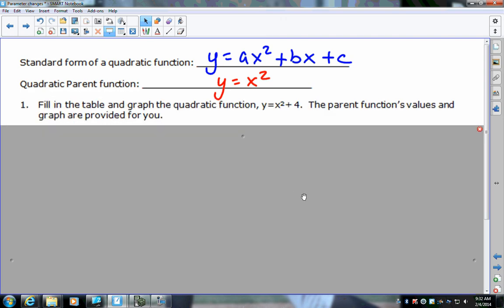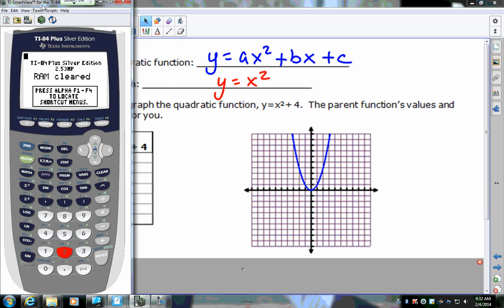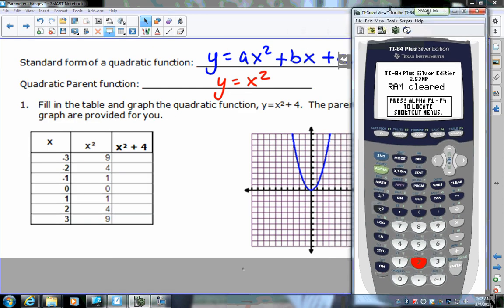Now on number 1, it says fill in the table and graph the quadratic function y equals x squared plus 4. The parent function values in the graph are provided for you. All right, so what I want you to do right now, let's get our handy dandy calculator and pull this up, and you should make sure you clear your memory from the very beginning. Second, plus sign, 7, 1, 2.